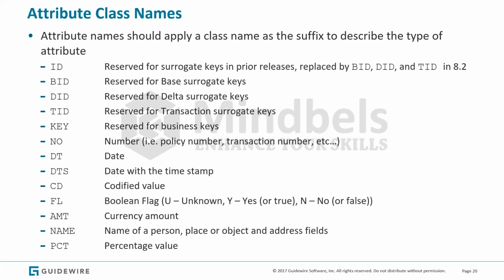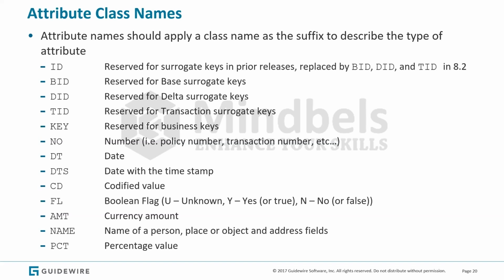If it is a base table, it will have BID as a suffix. Underscore BID will be the suffix for a base table, and DID for a delta table, TID for transaction tables. If we do not do so, Dial will give an error and we'll have a failure.